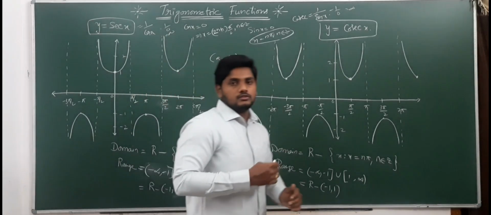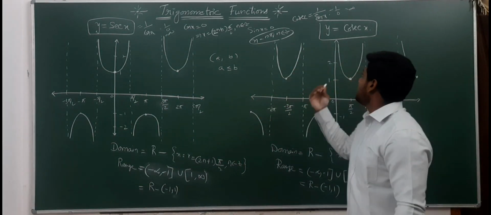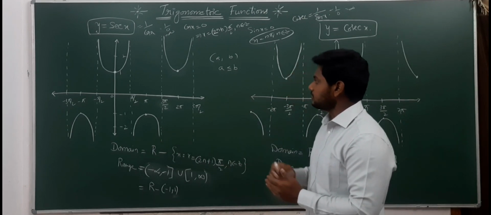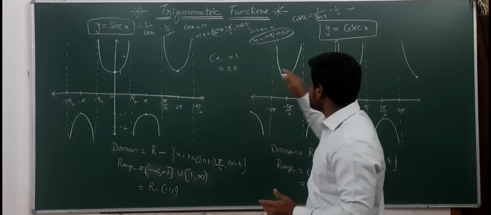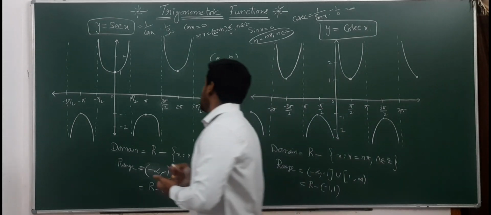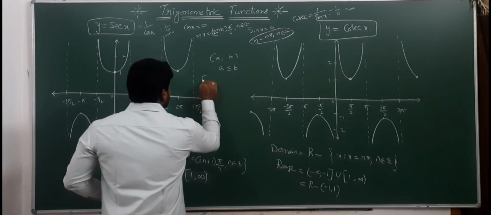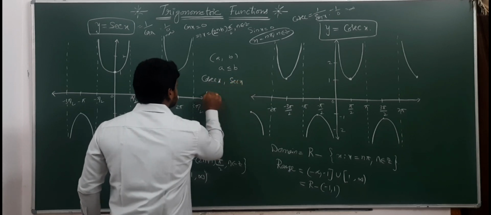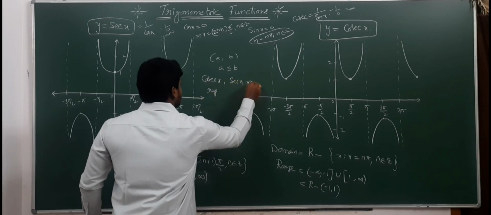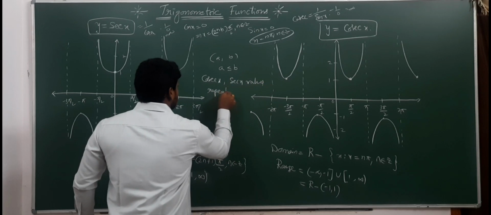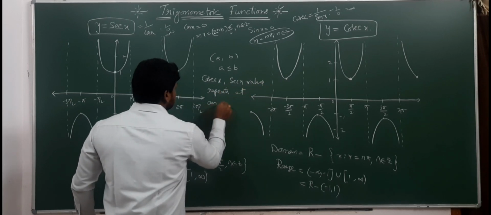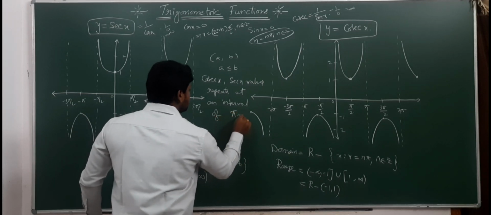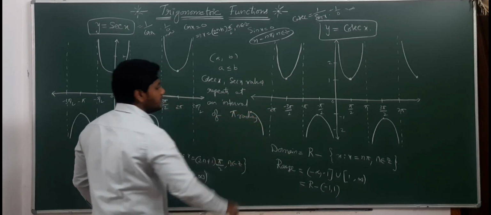So this is about open brackets, and this is about secant x and cosecant x function graphs. If you observe here, the values of secant x and cosecant x repeat at an interval of what? Cosecant x, secant x values repeat at an interval of pi radians or 2 pi radians.